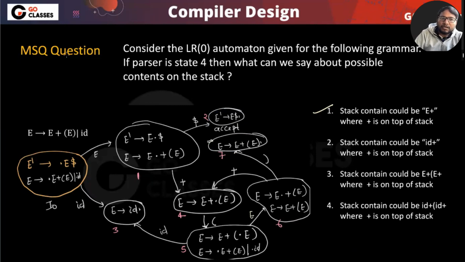So what are the answers here? ID plus can never be on the stack. Stack content could be E plus, open bracket, E plus, and then open bracket, E plus. Yes. Stack content could be ID plus. No, the stack cannot have ID plus, because after ID you will be reducing. So that's why no, right? So 1 and 3 are the correct answers here. Okay, understood? Now let's move to the next question.